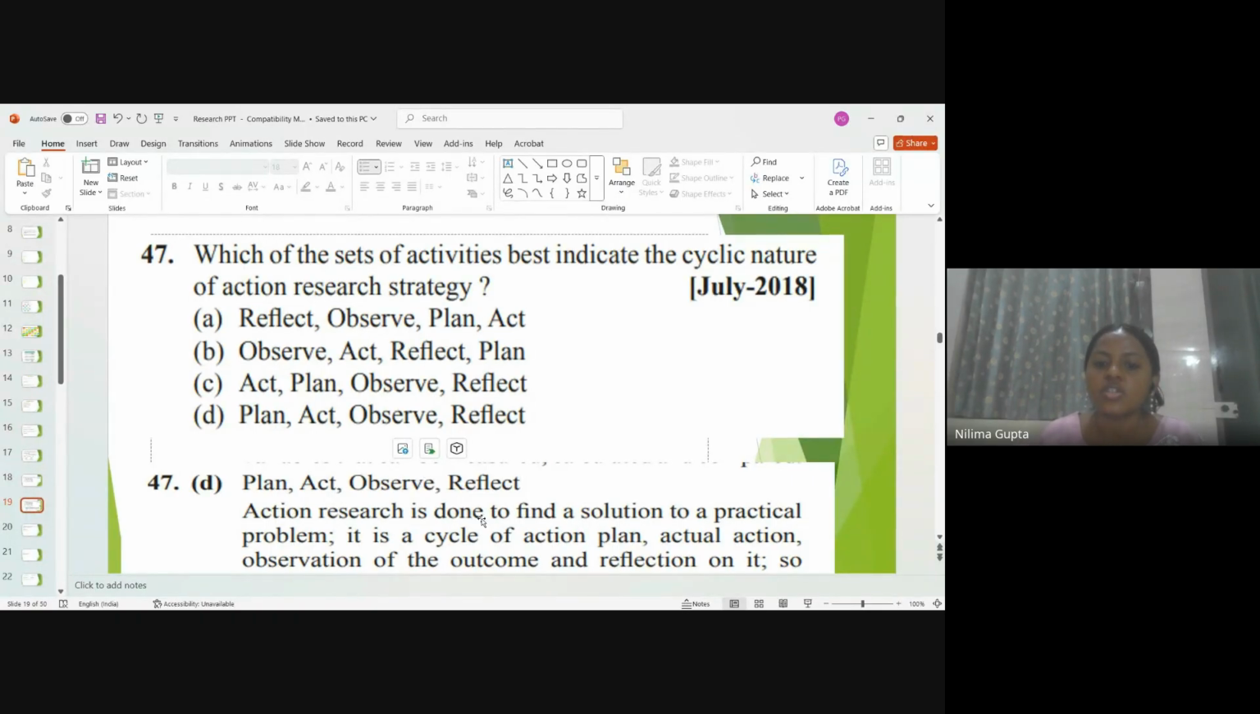So action research is done to find a solution that we have recently discussed. Sometimes they might ask you who has given you this formula. So it is Stephen. Okay. So now this is one of the very simplest question because it's of 2018. Post 2018, they have upgraded the level of question. Okay, so this was very simple.